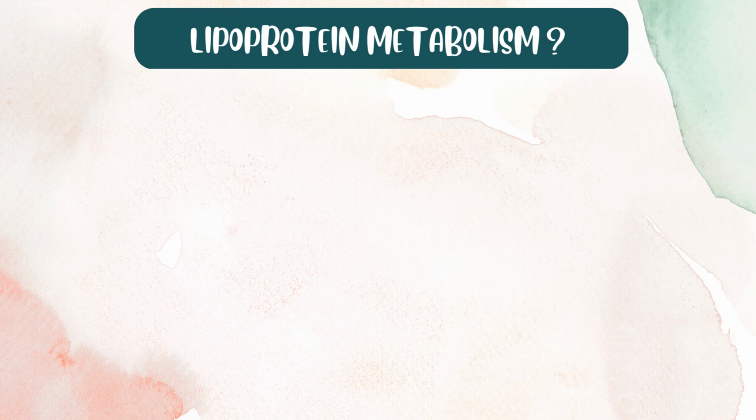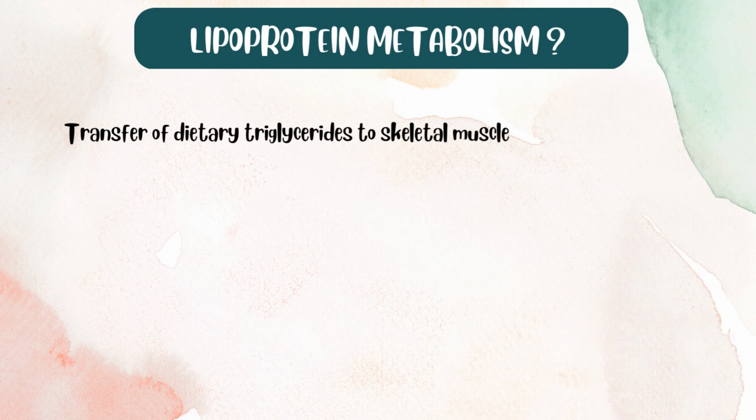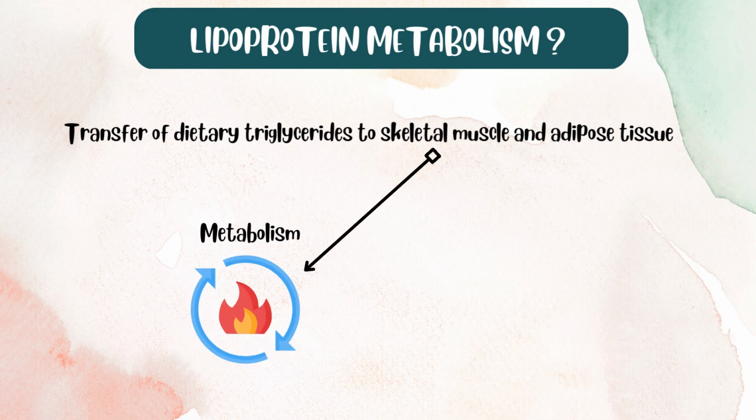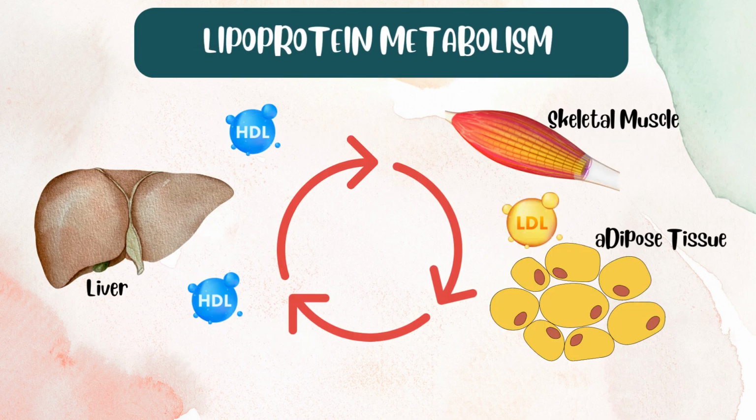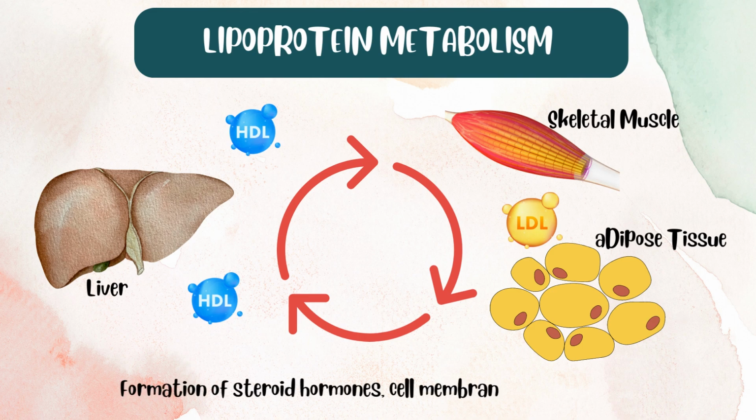Lipoprotein metabolism and some relevant clinical correlates. Lipoprotein metabolism aims to transfer dietary sources of triglycerides to both muscle and adipose tissue for energy metabolism and storage, respectively. It also facilitates the cycling of cholesterol between the liver and peripheral tissues, a process critical for the formation of steroid hormones, cell membranes, and bile acids.